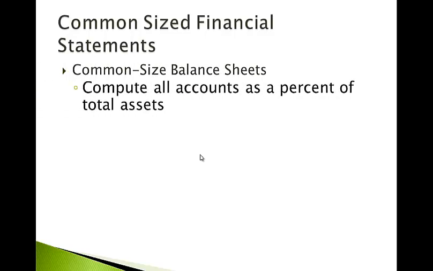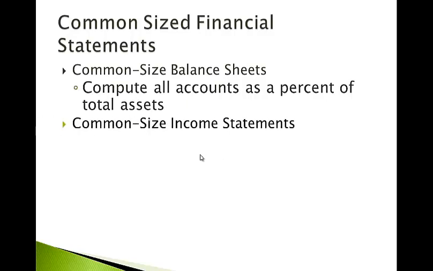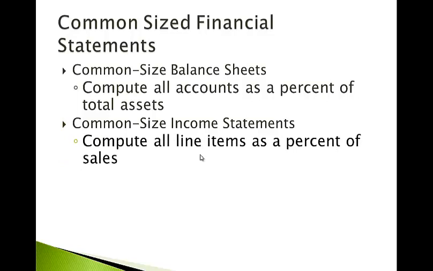So common sizing financial statements. As I just said, to common size a balance sheet, we're going to take every line item on that balance sheet and divide it by total assets. So it gives us each account as a percent of total assets. And when we common size an income statement, we're going to divide each line item by total sales or total revenues, and that's going to give us each account or each line item as a percentage of sales. Okay, so let's look at an example of that and see why it's useful.